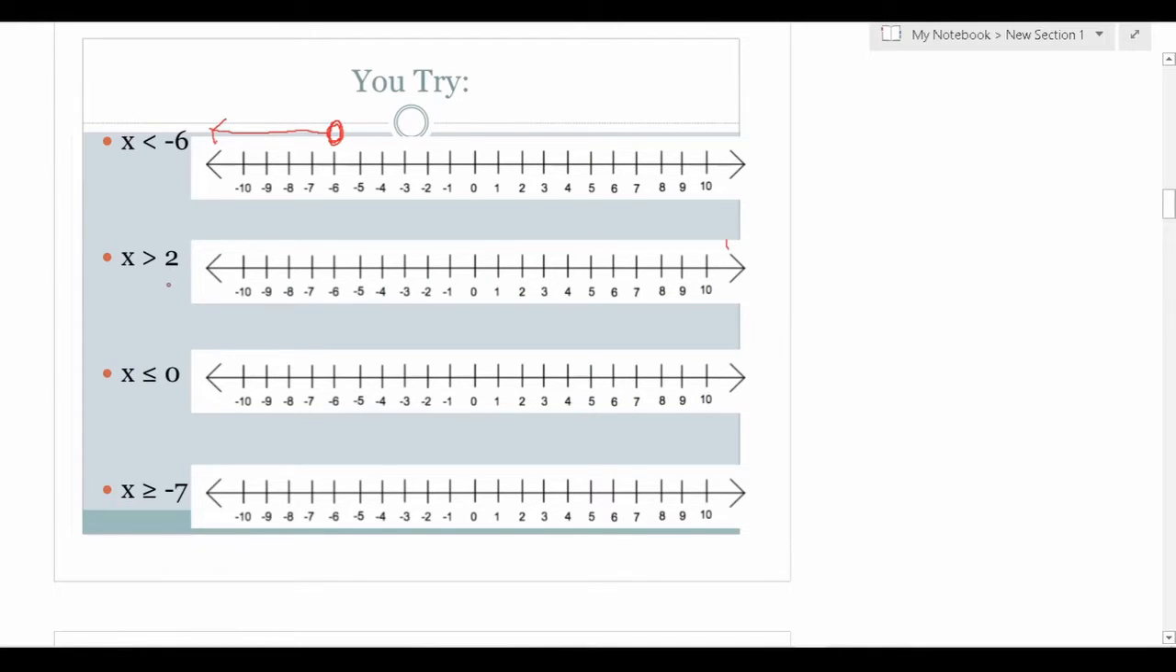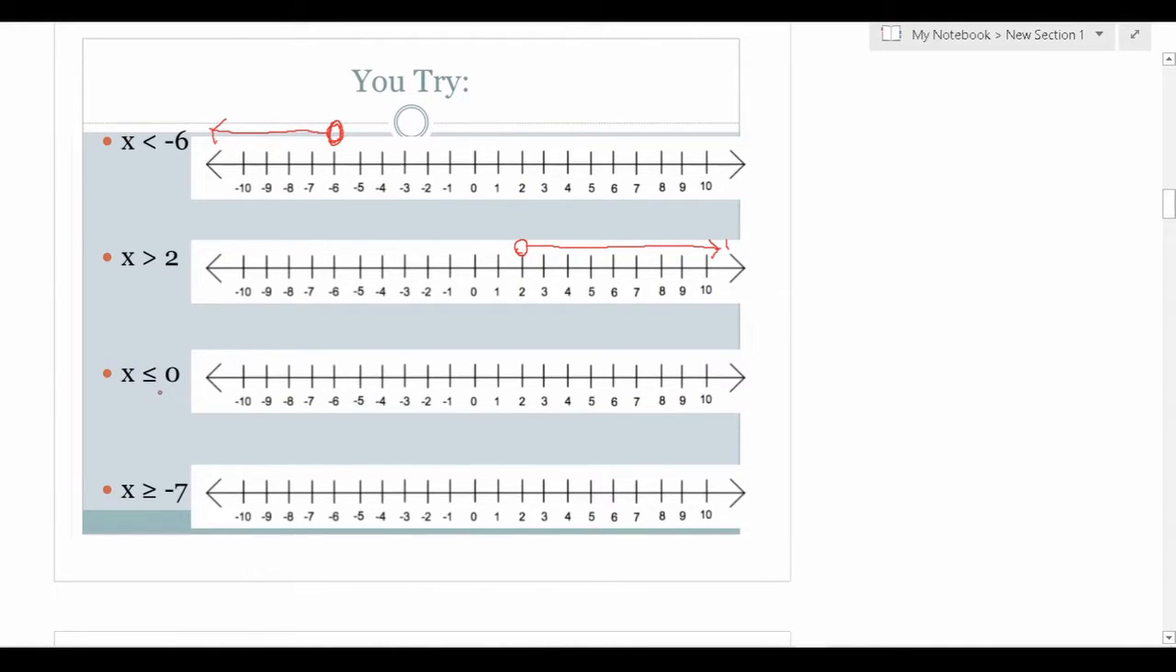For this one, it says x is greater than 2. So right above +2, we'll put an open circle. And similarly, we're interested in all the x values that are greater than 2, which are these 2, 3, 4, 5, 6, 7. So we're going to put a line down with an arrow going to the right.